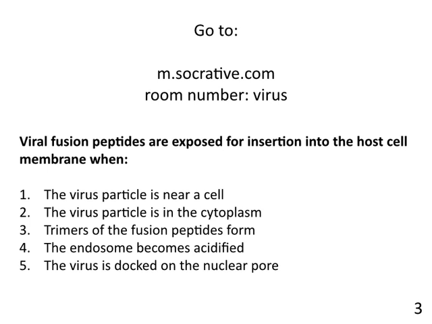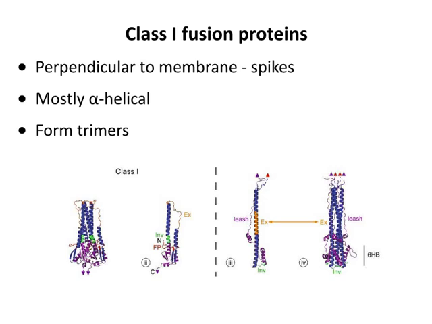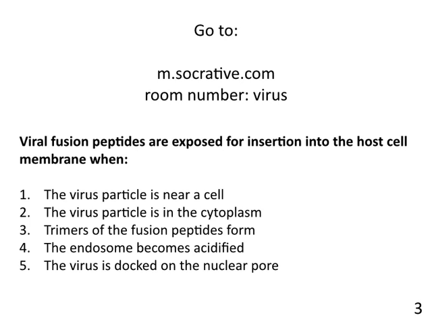Yes? So that answer is only specific for viruses that are taken up via endocytosis, though, right? Because weren't we just talking about RNA viruses that could fuse on the cell surface? Right. That's not pH dependent. So the question is, viral fusion peptides are exposed for insertion when? It could be that at the surface they're exposed without low pH, absolutely. Those are low pH independent fusion events at the plasma membrane. Those are dependent on receptor interaction. But that's not one of the possible answers here. That's why this one is the right one.